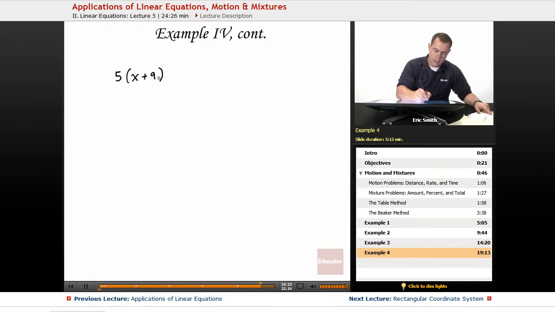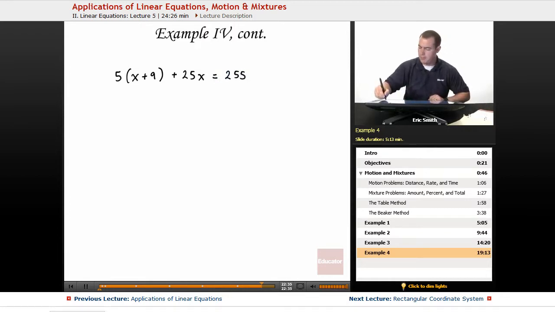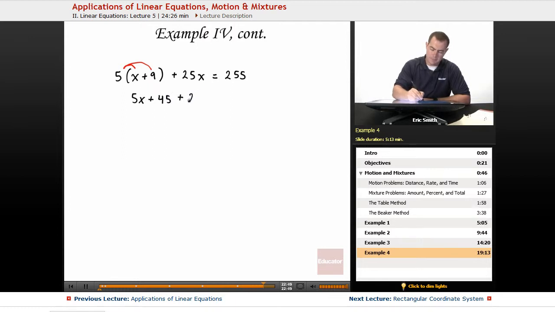5 times x plus 9 plus 25x equals 255. Okay. So working to simplify this equation, I'll distribute through on the left side of the equation, giving me a 5x plus 45. Okay, now I'll go ahead and combine my like terms. So 5x and 25x, that would give me a 30x.